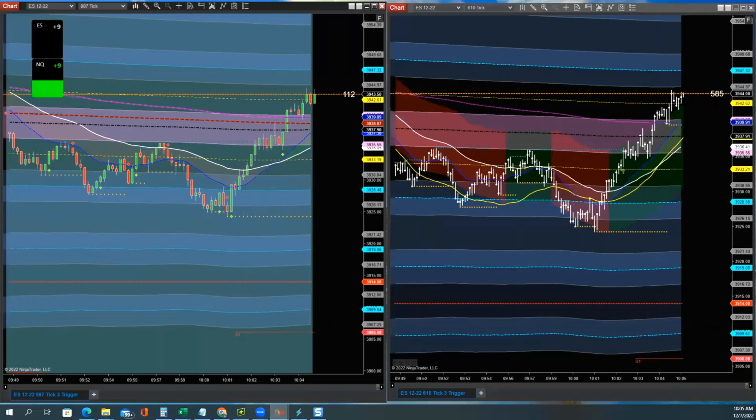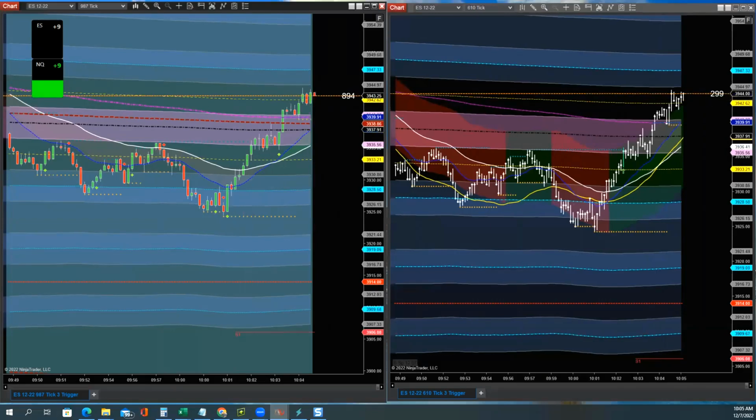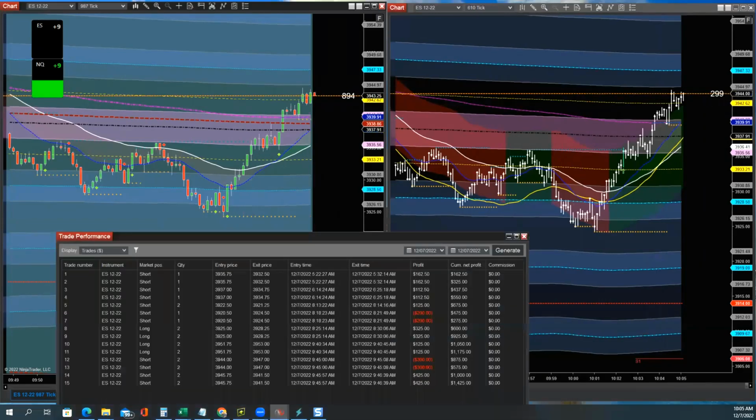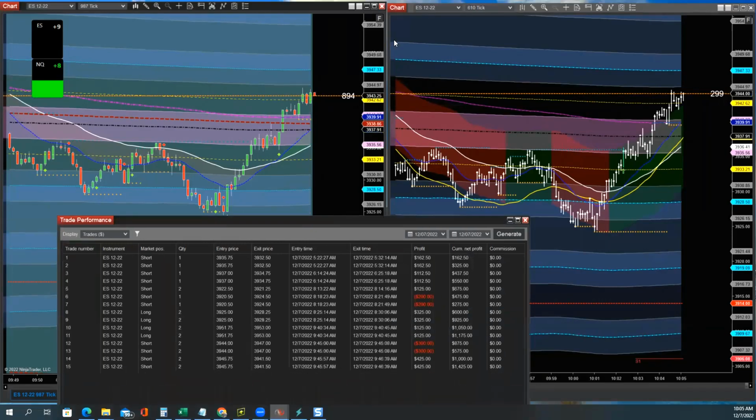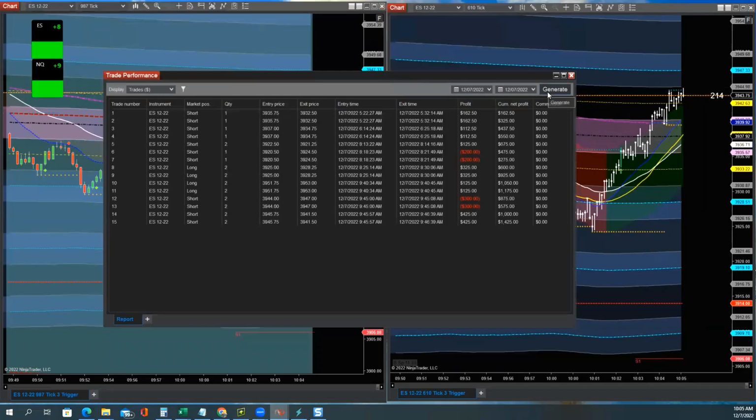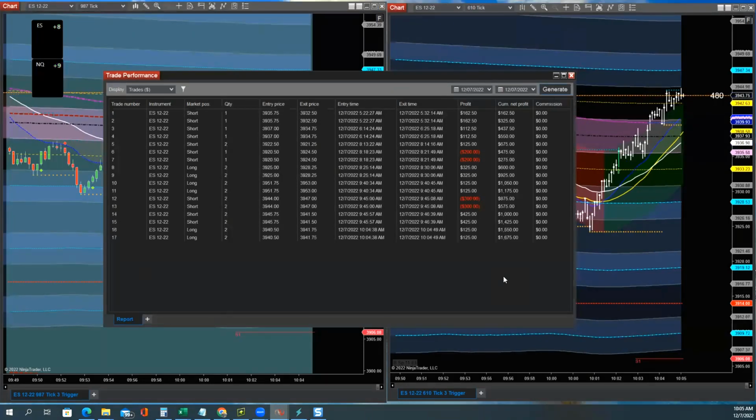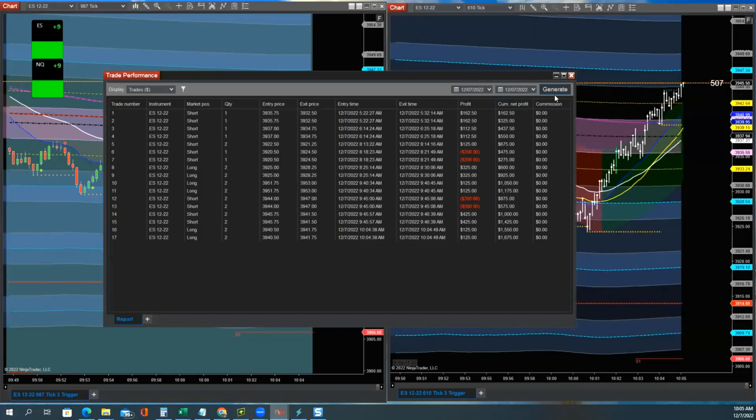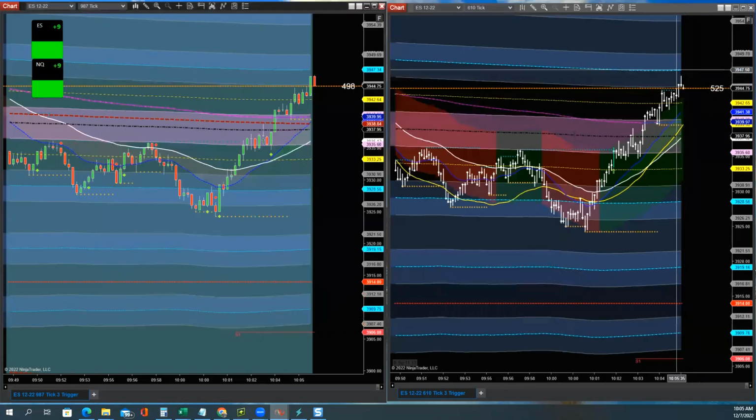Right? So now we're looking at this trade performance right now at 1425. Oops, what is that? So now I'll generate this. There we are. And now it's 1675. Made another 250 on that. And I could easily have made more. See, like I said, what's the target?